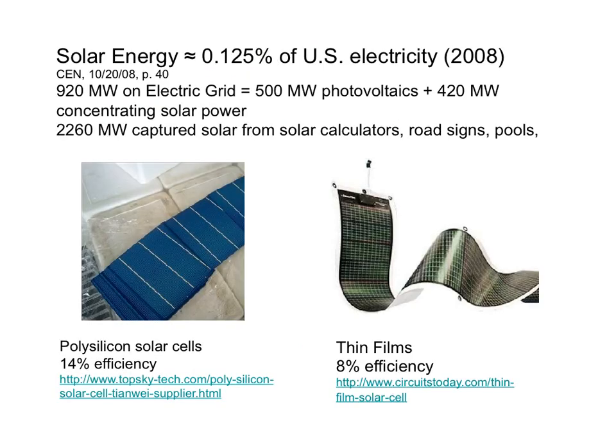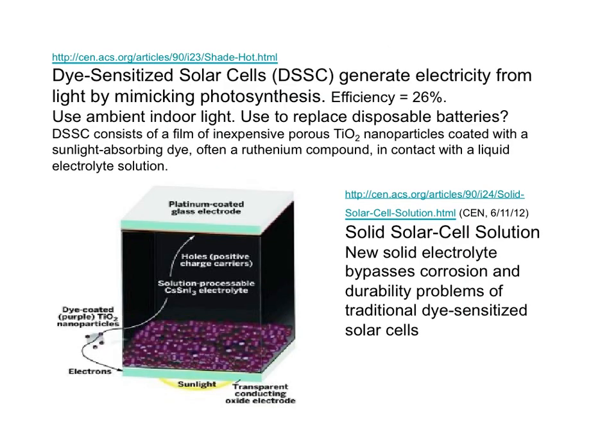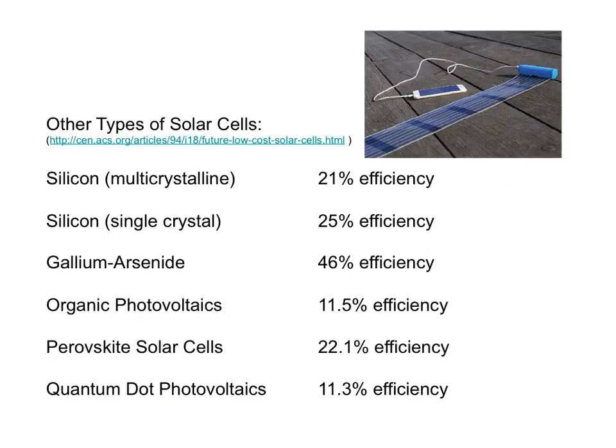Currently, solar cells are not very efficient. 14% efficiency means for every 100 photons of light, only 14 are converted into electrons. Dye-sensitized solar cells are slightly more efficient. Here is the efficiency of other solar cells. Gallium arsenide is very efficient, problem is very expensive.